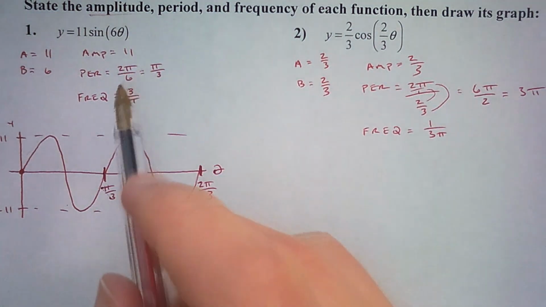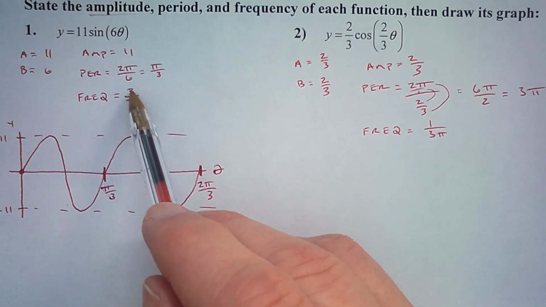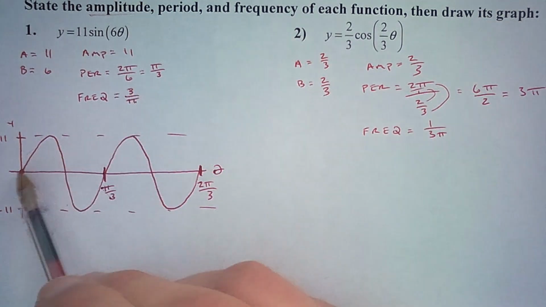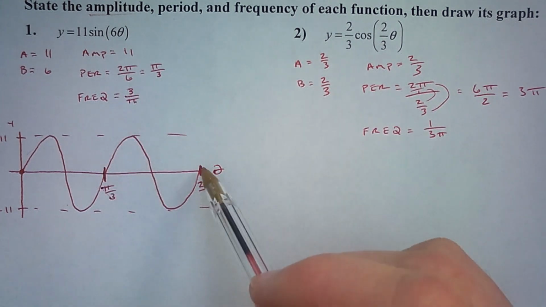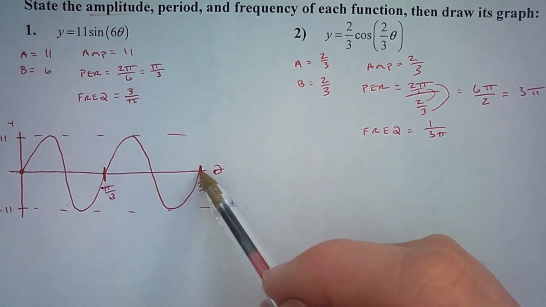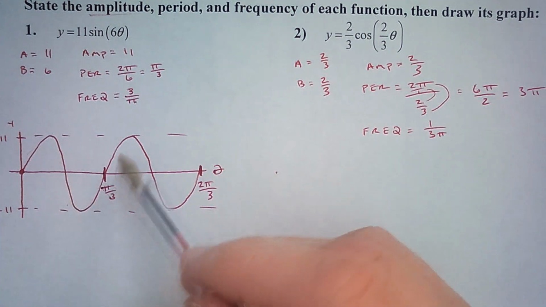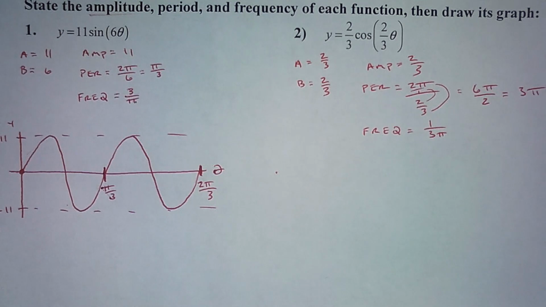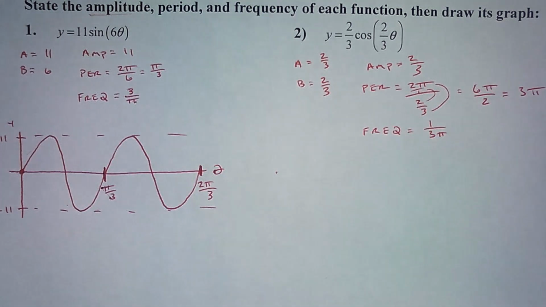Okay? So let's talk about that frequency just a little bit. So what that frequency means is it repeats itself 3 times every 1 pi. It repeated itself at pi over 3. It repeated itself a second time at 2 pi over 3. It would repeat one more time at 3 pi over 3. So it repeats itself 3 times by the time it gets to pi. This one will repeat itself 1 time by the time it gets to 3 pi.